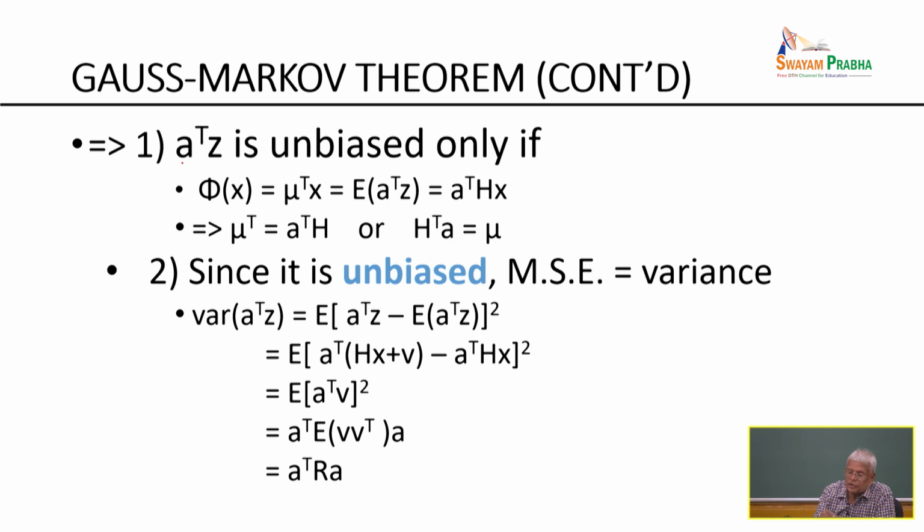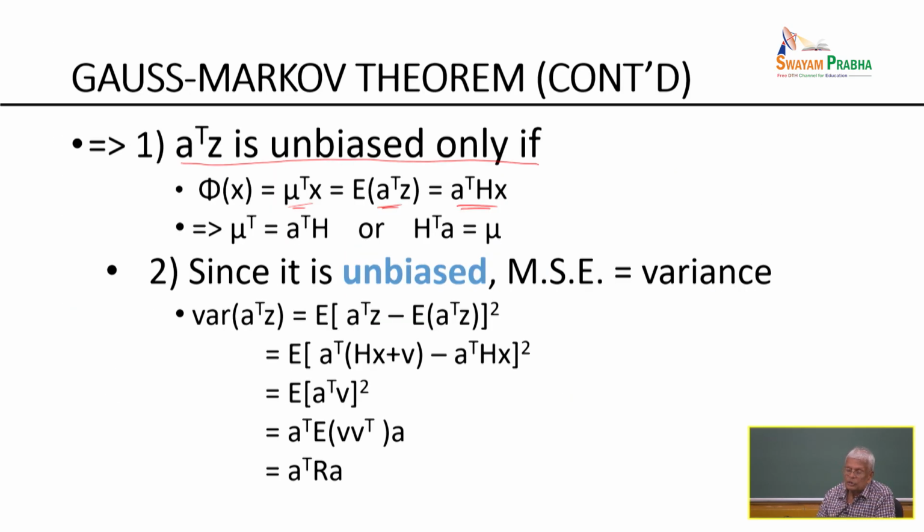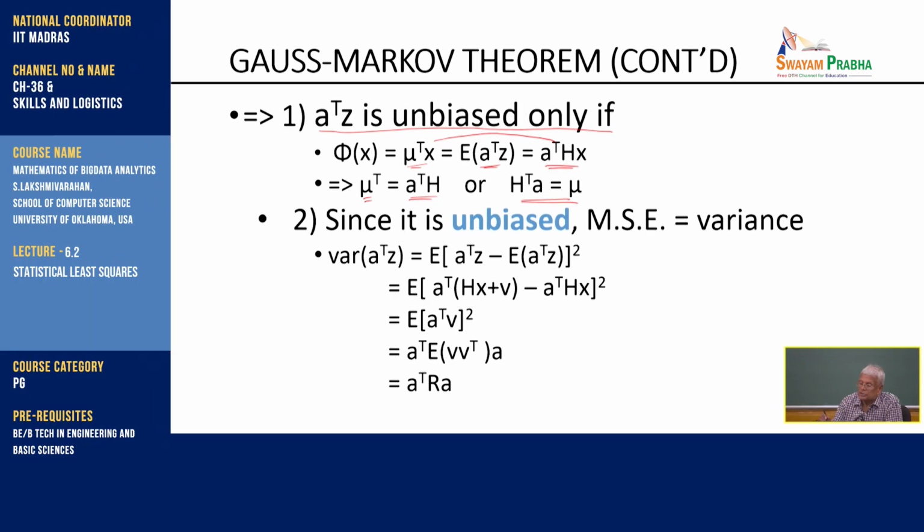So for A transpose Z to be an unbiased estimate, phi of x, which is mu transpose x, must be equal to the expected value of A transpose Z, which is equal to A transpose H of x. Please understand the previous thing: the expected value of A transpose Z is equal to A transpose H of x. So mu transpose x must be equal to A transpose H of x. I want these two to be equal. One way to make these two equal is to make sure mu transpose is equal to A transpose H, or mu is equal to H transpose A. Please understand, this is the condition for unbiasedness.